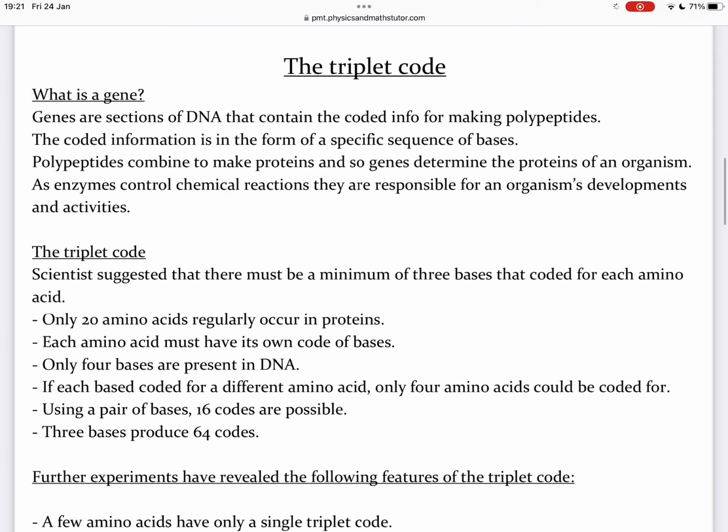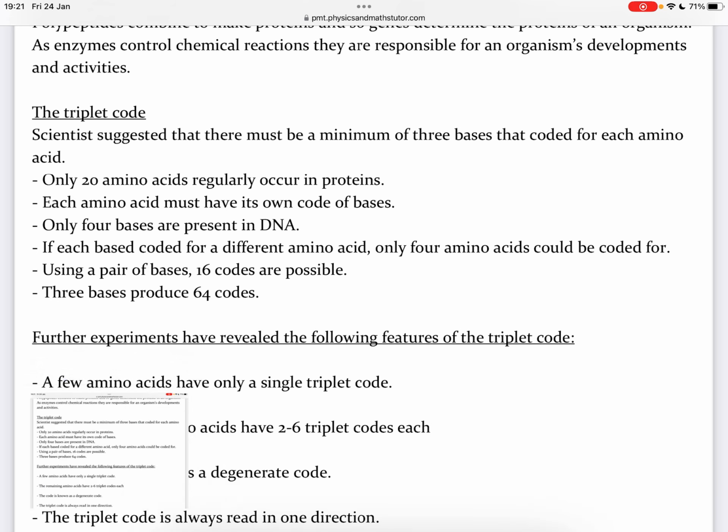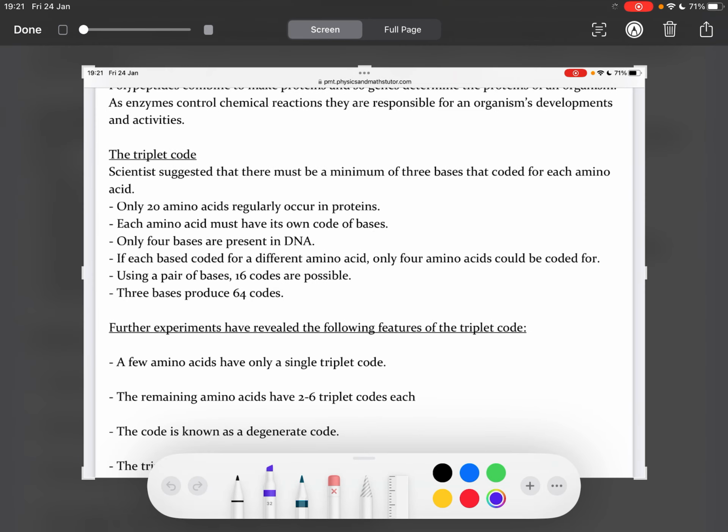Great. Now we go to something that's called the triplet code. What is a triplet code? For your information, scientists suggested that there must be a minimum of 3 bases that code for each amino acid. So what is a triplet code? 3 bases that code for each amino acid.